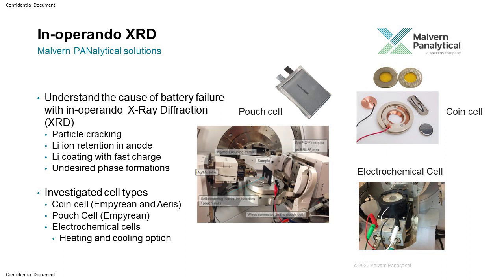Or any undesired kind of phase formations, because some materials may not be stable with voltage. So once you apply the voltage, they change the phase, and that phase is no more stable or no more suitable for lithium ion movement. And then again, your battery can degrade.